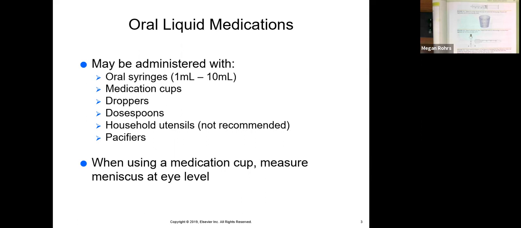If you're ever using a medication cup, this goes for the same thing. Anytime we're using a graduated cylinder or a beaker to measure out a liquid, we always want to make sure we're measuring at eye level. And we always want to measure from the bottom of what we call the meniscus.